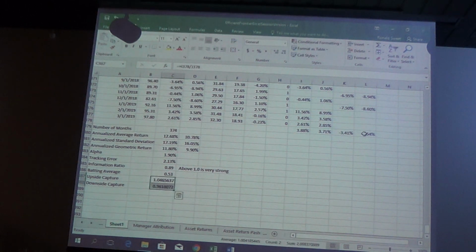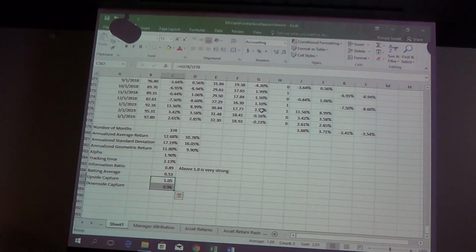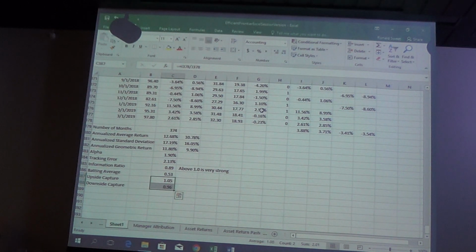This fund looks, man, you're also gonna put some money in this fund. This fund, when markets are up, they capture 105% of that. That's good. When markets are down, they only capture 96% of that. That's good. So this is a really good fund. Yeah, this is a really, really powerful, strong fund.